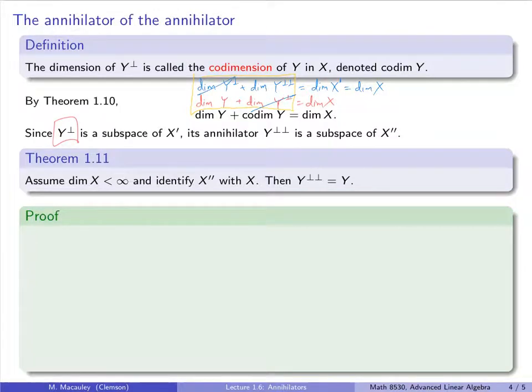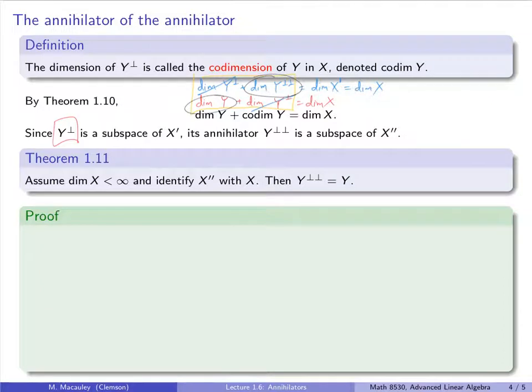So in other words, we have these two things being equal, and we can cancel these, and we conclude that the dimension of y and the dimension of y double perp are the same. So both of these are sitting inside of x, and so all we have to do is just show that one of these is contained in the other.